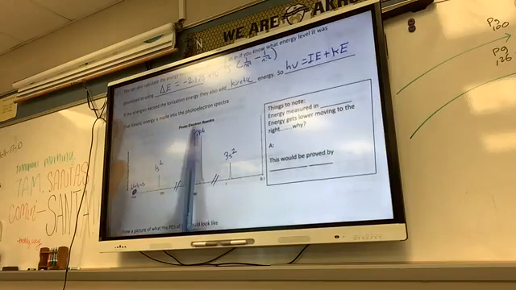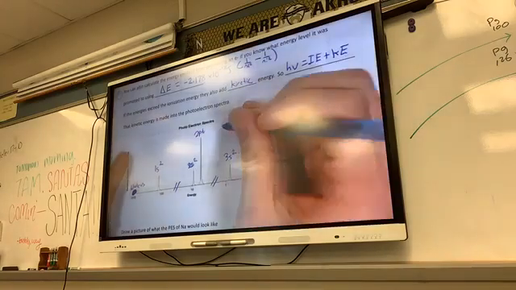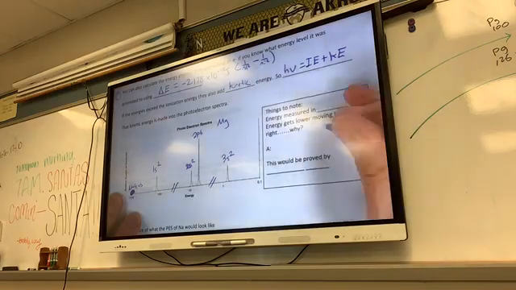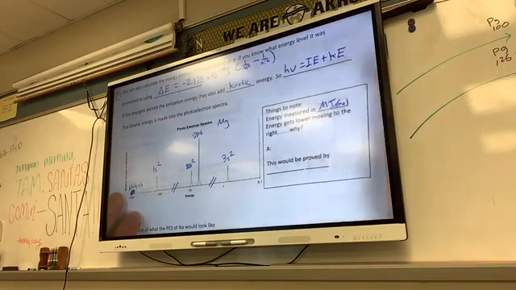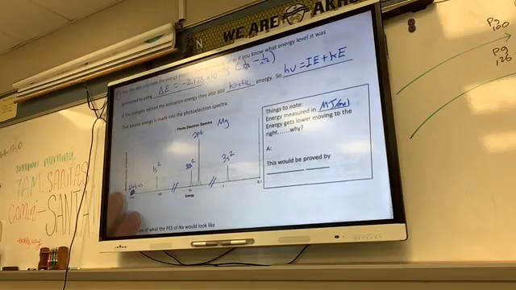This is the photoelectron spectra for what element? Magnesium. So, things to note. Energy is measured in megajoules per mole. That's not something you're going to be calculating, it's just something you need to know. Energy gets lower moving to the right. Why? We just answered that.